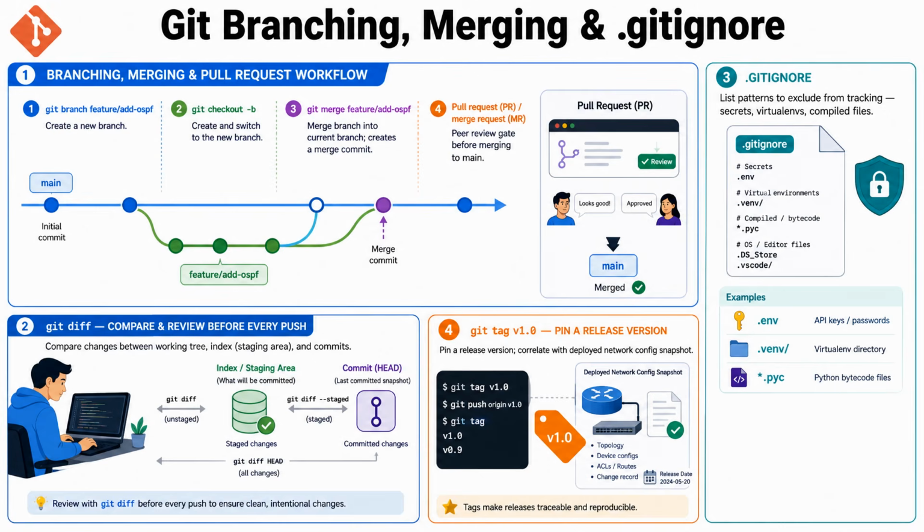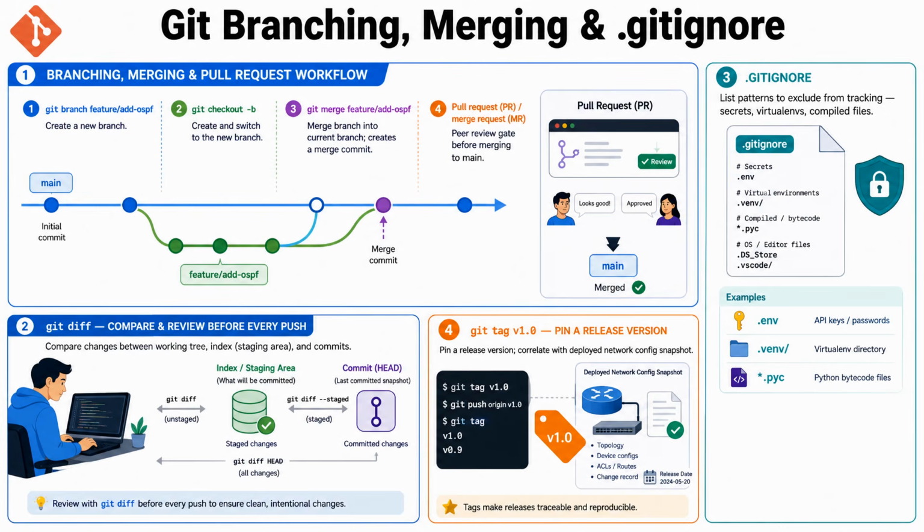.venv/ for your Python virtual environment directory. That's megabytes of installed packages that don't belong in version control. And .pyc for Python bytecode files that Python automatically generates and that have no value in version control.